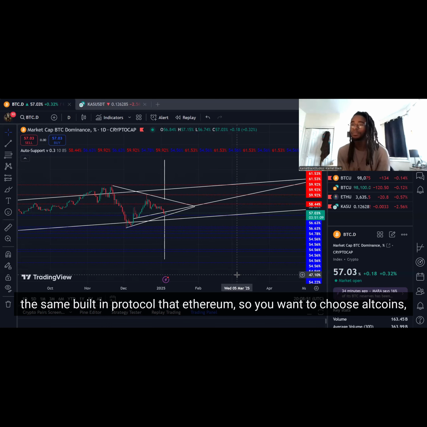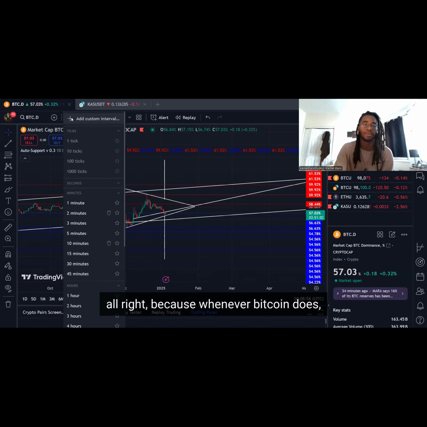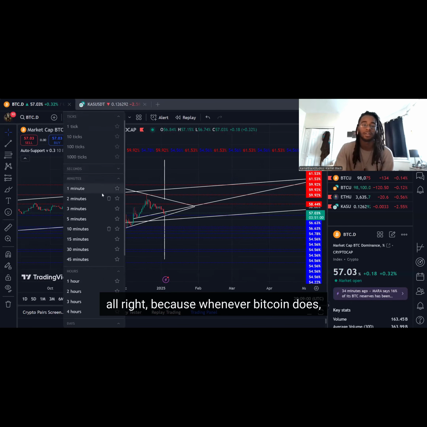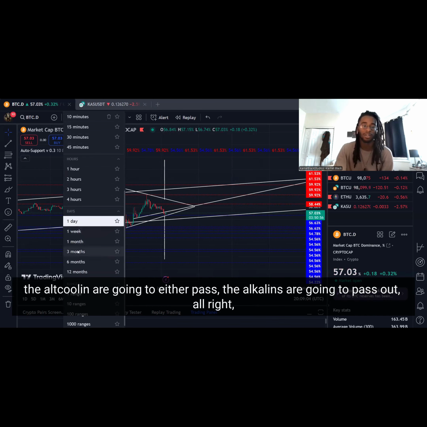So you want to choose altcoins. If you're going to go into altcoins, you want to choose altcoins with strong fundamentals, because whenever Bitcoin moves, the altcoins are going to react. If Bitcoin sneezes, the altcoins are going to pass out.